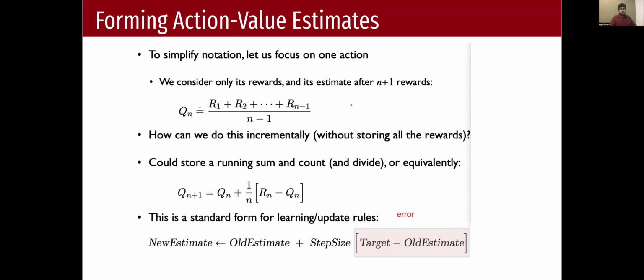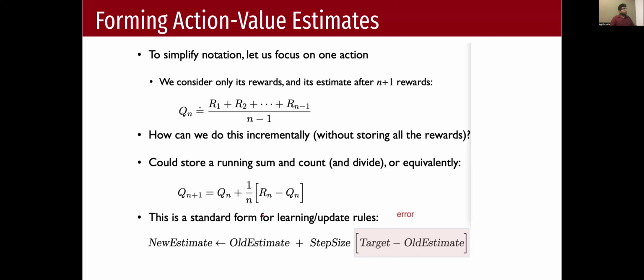So Qn plus 1. What is Q? Q is the action value function that represents the estimated value of taking action A. So the formula of Qn plus 1 is Qn plus 1 by n times Rn minus Qn. We can derive it using an incremental update rule.